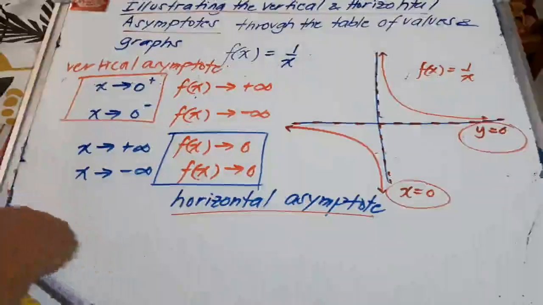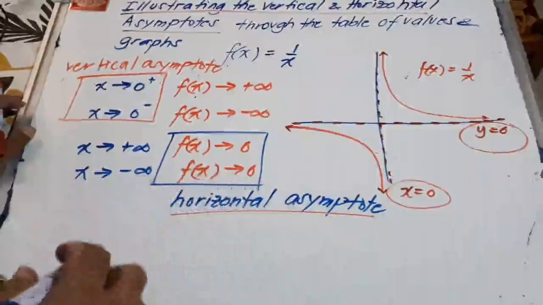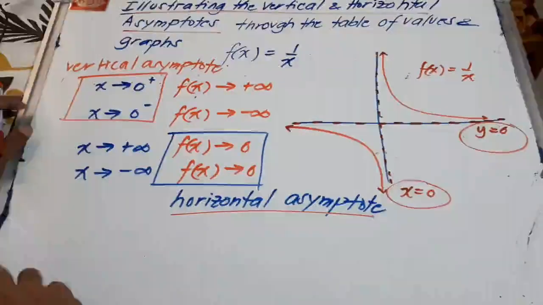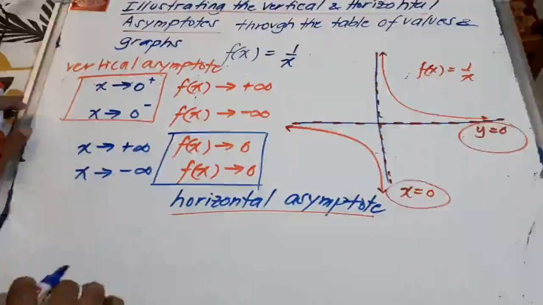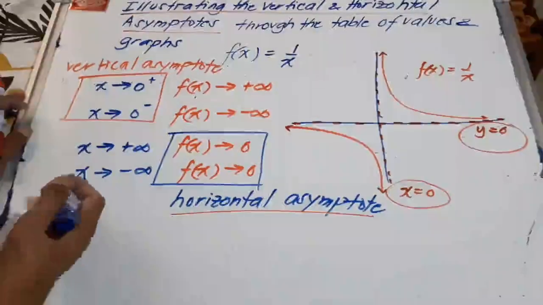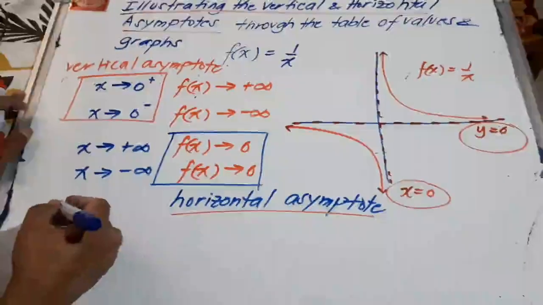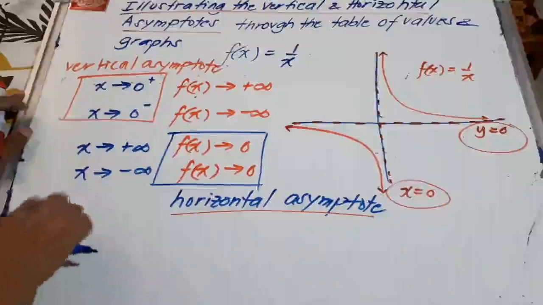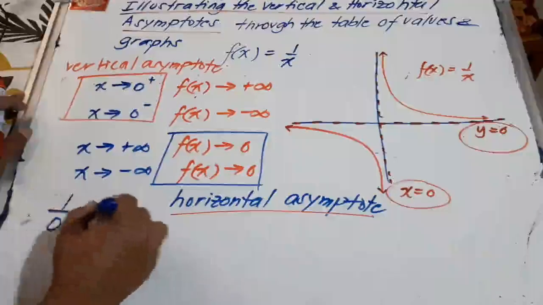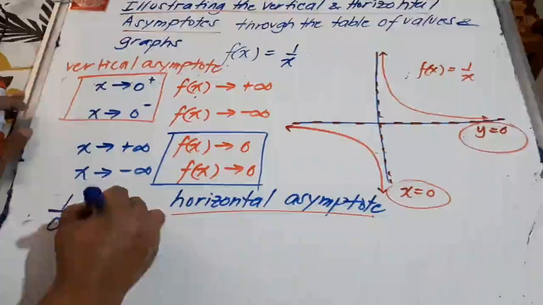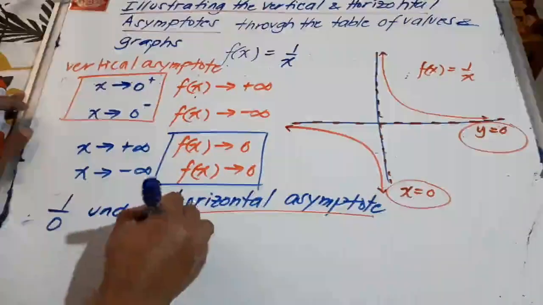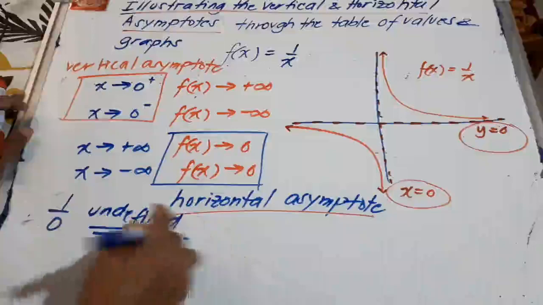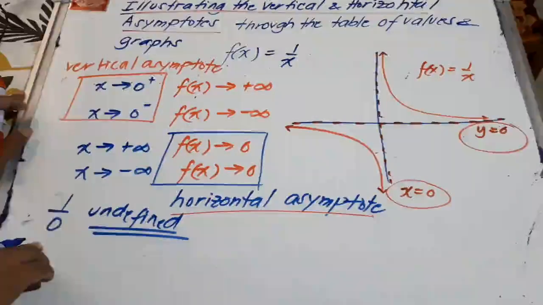Ito pa. Also, para ma-check din, ma-verify din, kung ito talaga yung horizontal and vertical asymptotes, if you substituted 0 to f of x, 1 over x. So, 1 over 0, we have undefined. Okay? So, isang bagay yon para malaman natin na yung 0 is the vertical asymptote of the rational function.